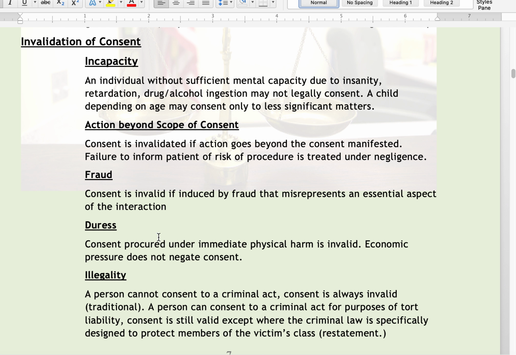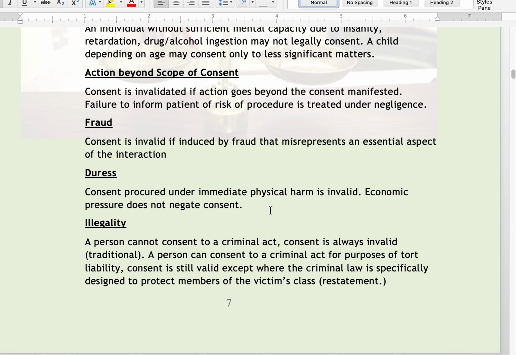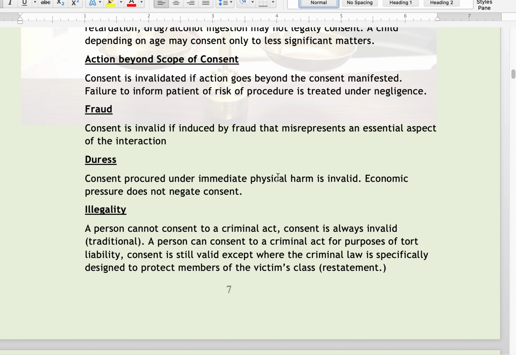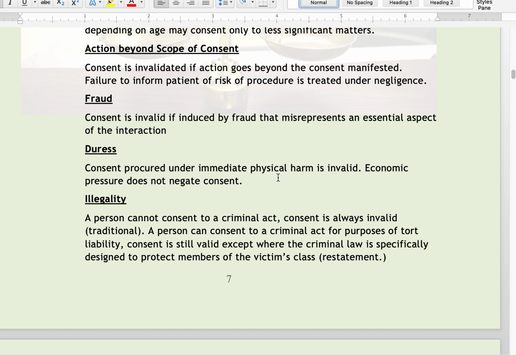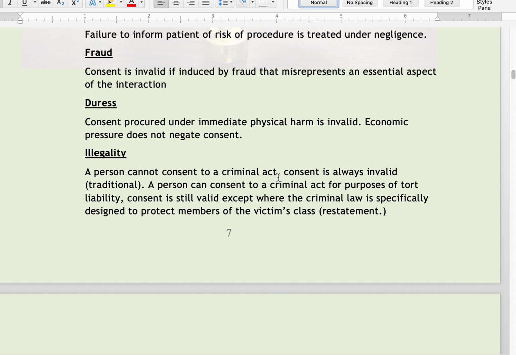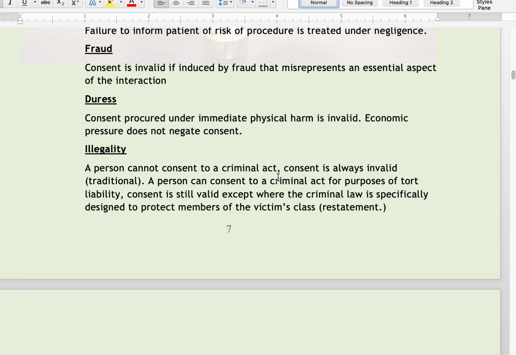Action beyond the scope of consent. Consent is invalidated if the action goes beyond the consent manifested. Failure to inform a patient of the risk of a procedure is treated under negligence. Fraud. Consent is invalid if induced by fraud that misrepresents an essential aspect of the interaction. Duress. Consent procured under threat of immediate physical harm is invalid. Economic pressure does not negate consent.